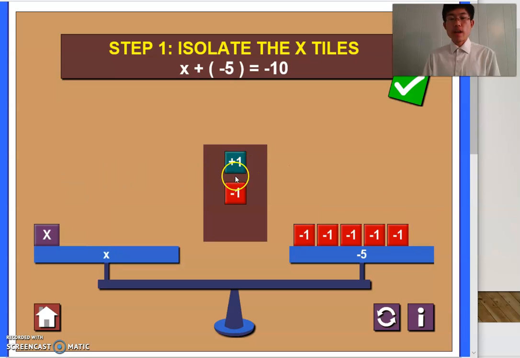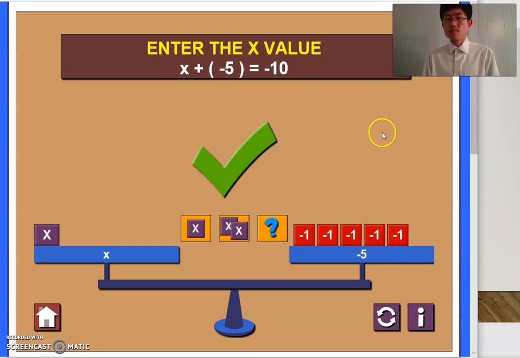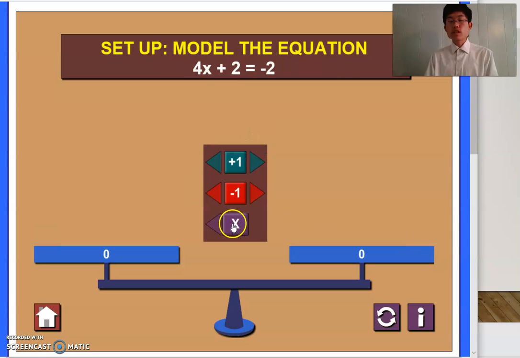Alright, so I added positive 5 to both sides, and I've isolated the x. What's the last step? Well, how much is x? It's -5. Done.